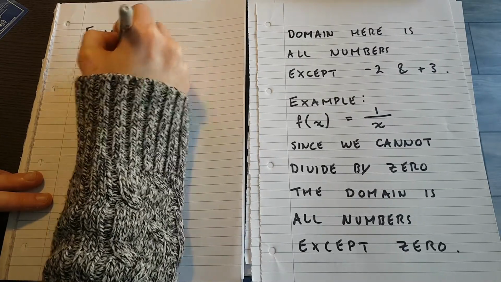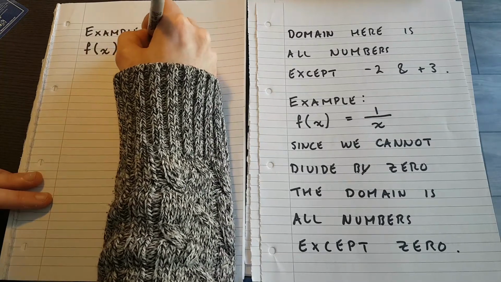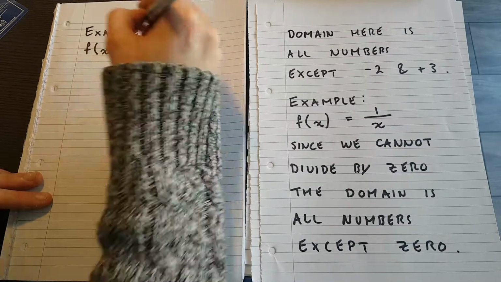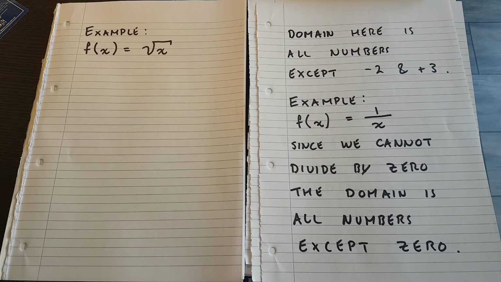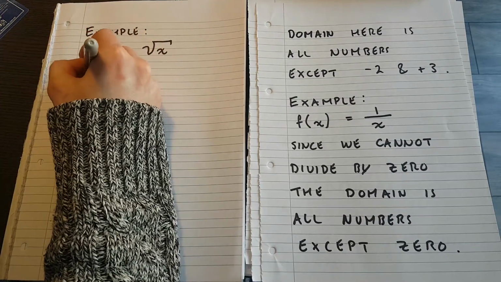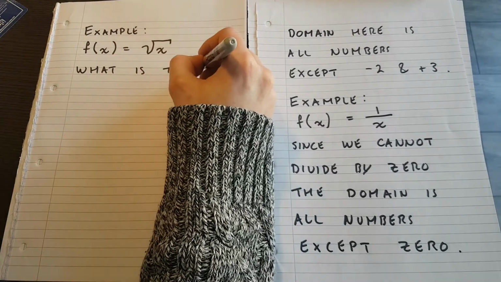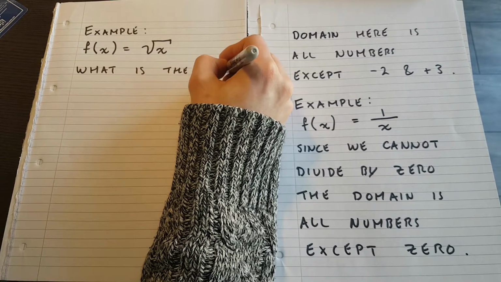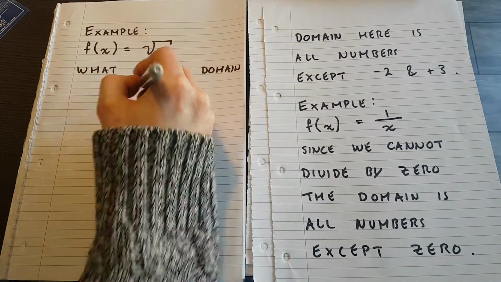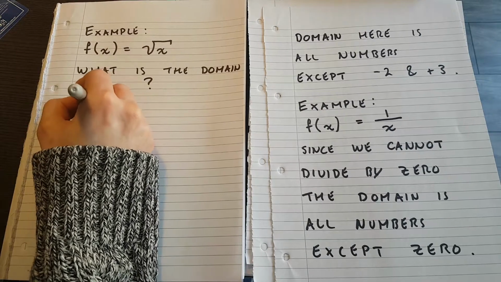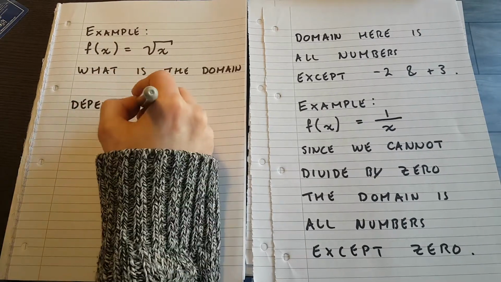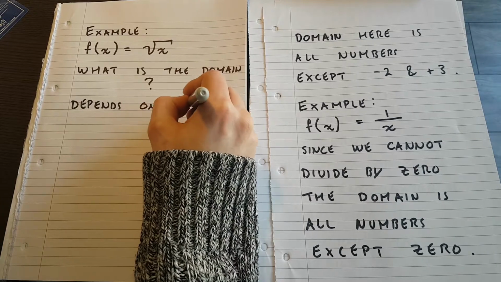Let's say that f of x is going to be equal to the square root of x. Okay, what is the square root of x? Well, in this case, the square root of x depends on what I allow as an output. Is the domain. In this case, it depends on the allowable output.